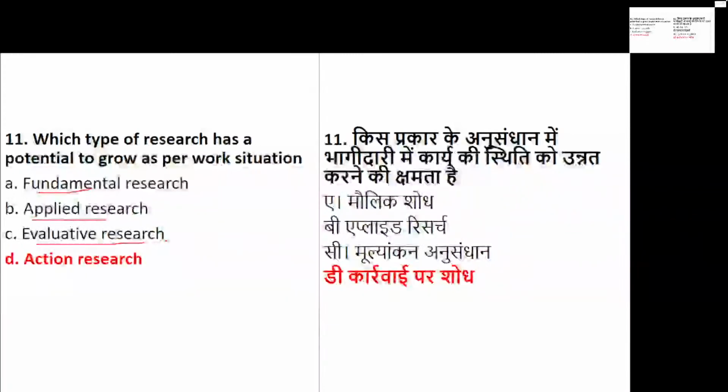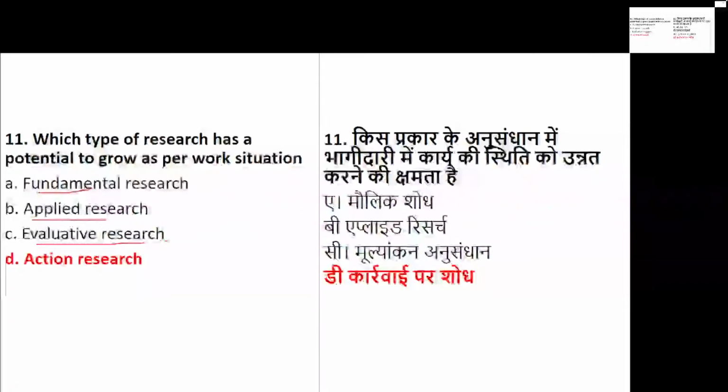Please try to understand action research. Why is action research called a potential to grow? It helps in coming out with a solution and taking an action on an immediate basis, and which will help to transform. It will help to bring a change, or which will help to bring a development, and hence the right answer is action research. Is it clear?